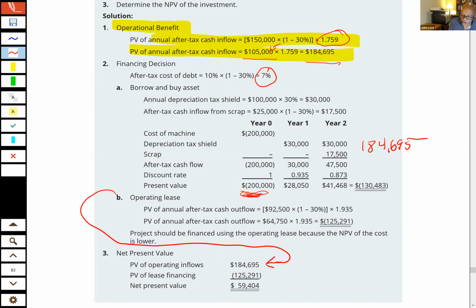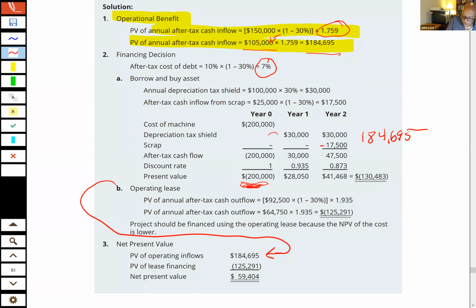So they have the depreciation tax shield, using straight line for the 2 years, and then they have the scrap amount after tax. So they pick those two numbers up, and then they discount those two numbers using that 7%, because that's the after-tax cost of the financing. And so they come up with the 200,000 minus, or add, I guess you could say, the 28,050 and the 41,000, because they're going to sell that, get that back. We compare that to the money that's coming in, and this gives me a net present value of 54,212.